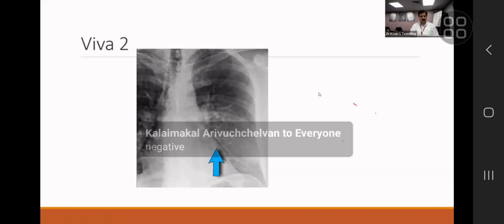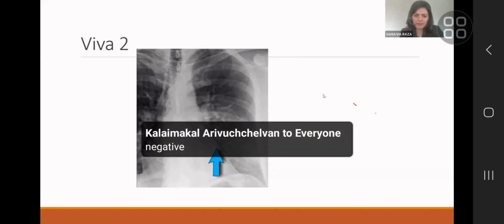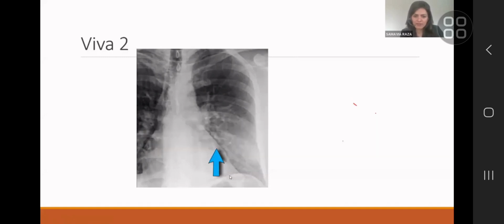Okay. So yeah, the silhouette sign here is negative because the silhouette of the left heart is visible, the silhouette of the diaphragm is visible. So none of the silhouettes have been lost. So that's a negative silhouette sign.